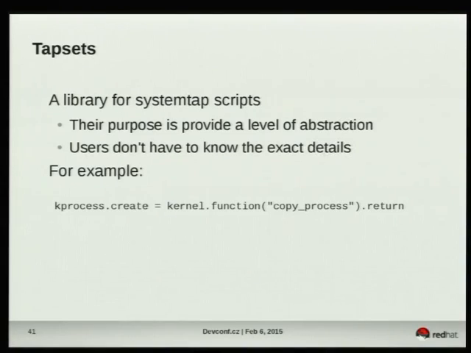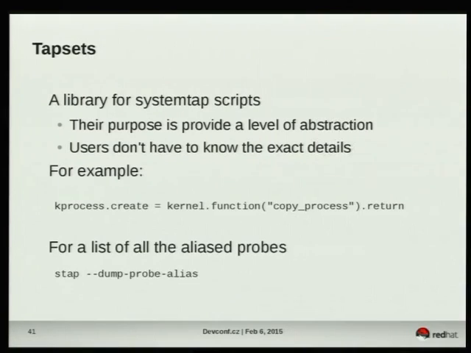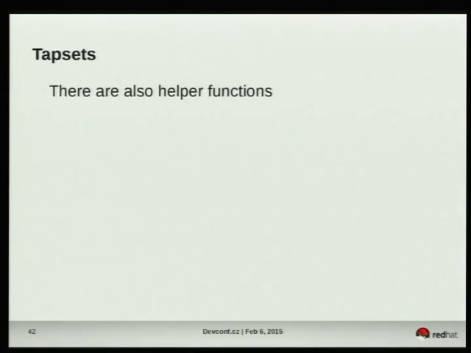So the kprocess.create example I just used is actually a kernel function, right? You don't need to know where exactly it is, but if it's useful, we'll provide it for you. For a list of all the probe points, you just use that function or option. And then helper functions to help you make sense of what you see.